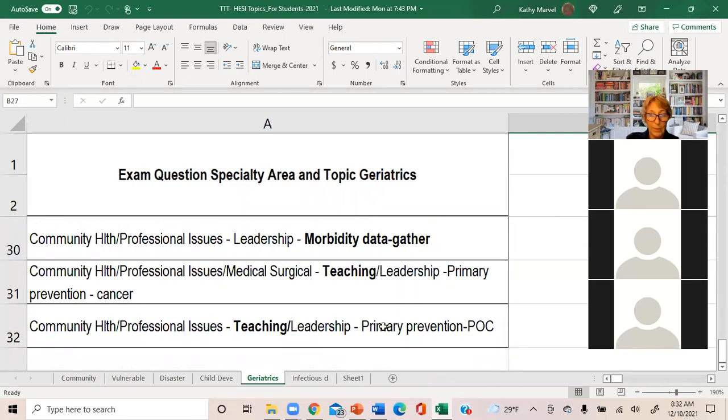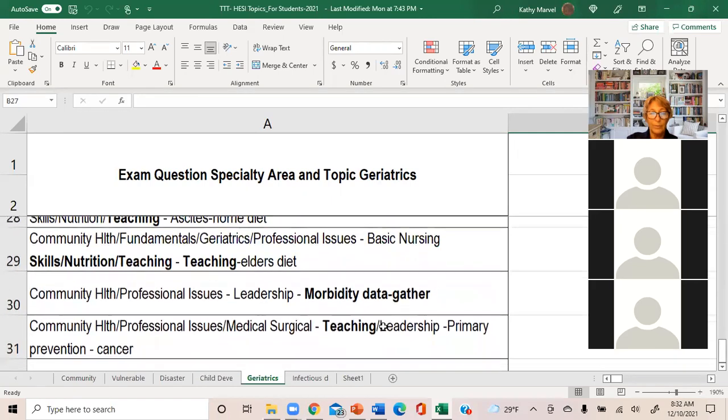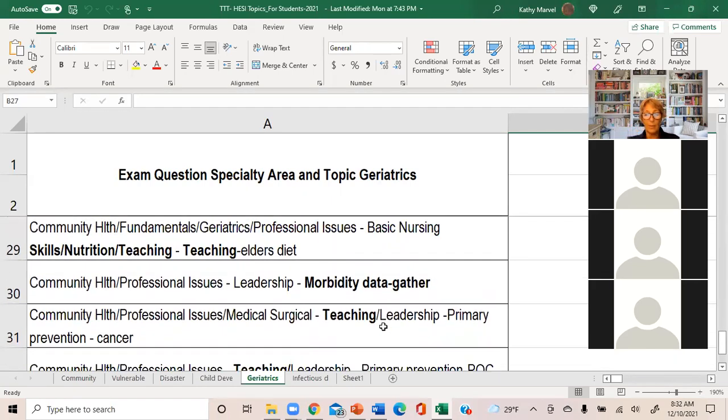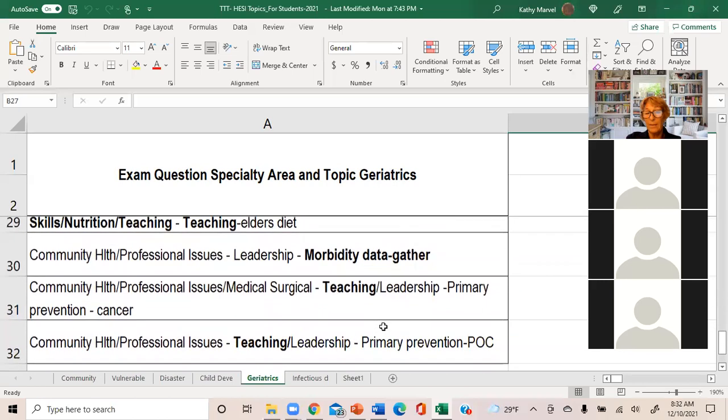Diets. Let's see what else was in here. Morbidity data gather. What do we think of that with this population? What factors contribute to the increased morbidity? What data do we need to gather to identify that? Teaching elders about healthy diets.